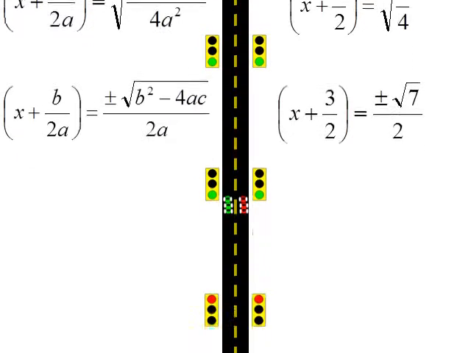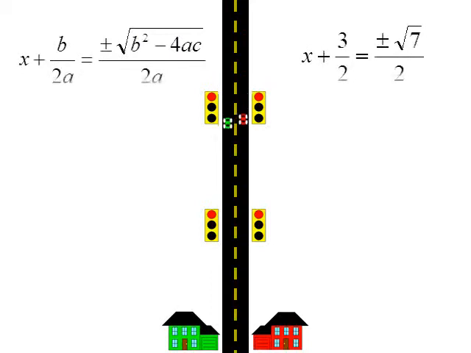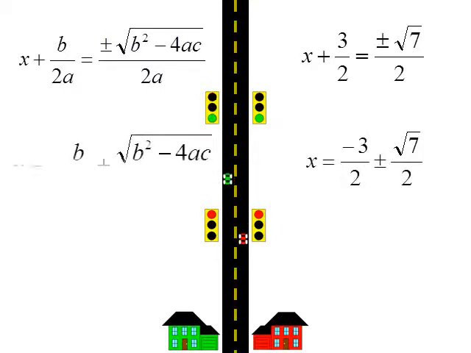Almost there, I promise. See, there's the house. They're getting home. So now we just need to get the x by itself. On the right one, we will subtract 3 over 2 from both sides, and on the left one we'll subtract b over 2a from both sides. That'll get the x by itself, and we combine the fractions.